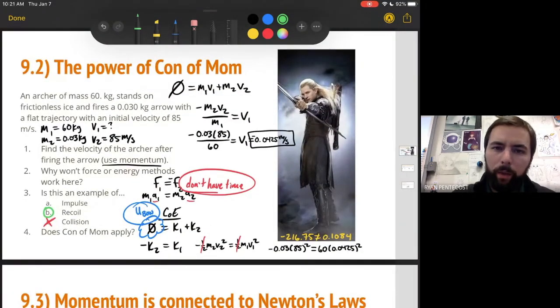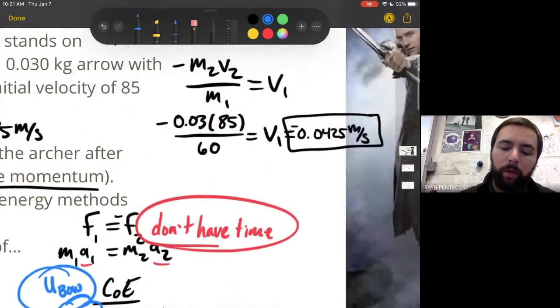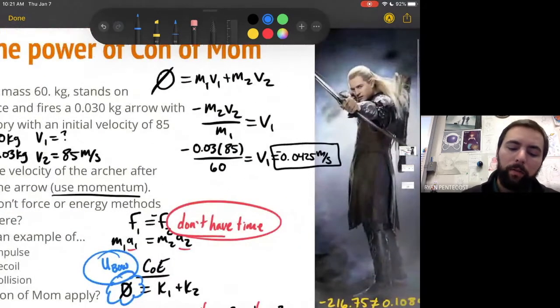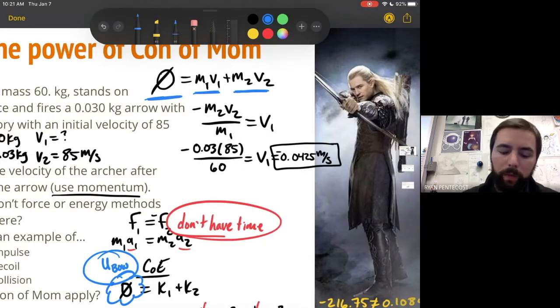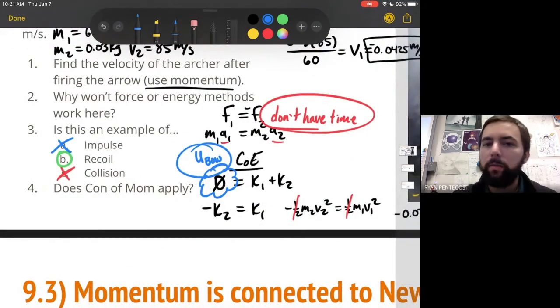Why would this not be impulse? So impulse is a sudden change to a system's momentum, right? The system as a whole didn't have a change in momentum. If it starts at 0 and then we take these final momentums and add them up, you'll still get 0. So there is no real change in the system's momentum, so it's not impulse. That's why it must be recoil.